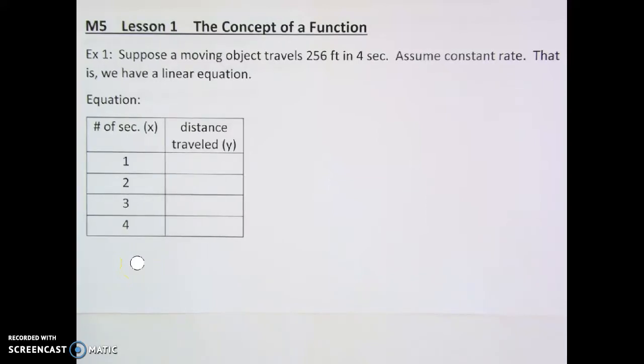Module 5, Lesson 1, the concept of a function. In example 1, we're going to assume a moving object travels 256 feet in 4 seconds. We're going to assume it's a constant rate, and that means that we will have a linear equation.